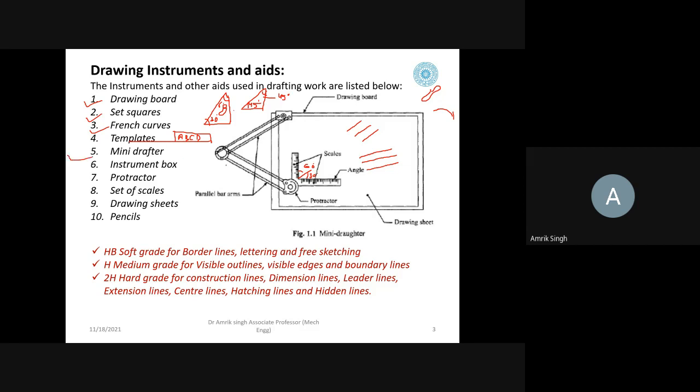Then this is a mini drafter. Then an instrument box, and a protector, which we call chanda in Hindi. This is a half protector.